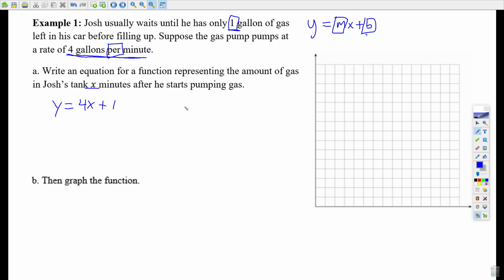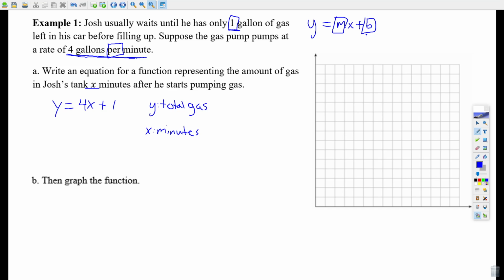And then we're also going to label what y and x stand for. It said that x stood for minutes here, so we'll do that. Minutes. And what does the y value stand for? Well, he's pumping 4 gallons per minute. And if we keep pumping it for so much time, this is going to give us the total amount of gas, right? And then the last thing we're going to do is graph it.